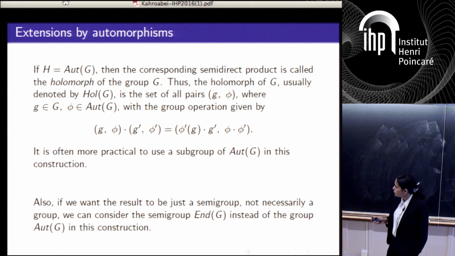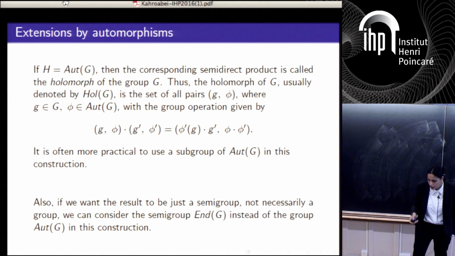It is often more practical to use a subgroup of Aut(G). And also, if you want the result to be just a semigroup, not necessarily a group, we can consider the semigroup of endomorphisms instead of the automorphisms. So how much time do I have? It's 25 minutes.